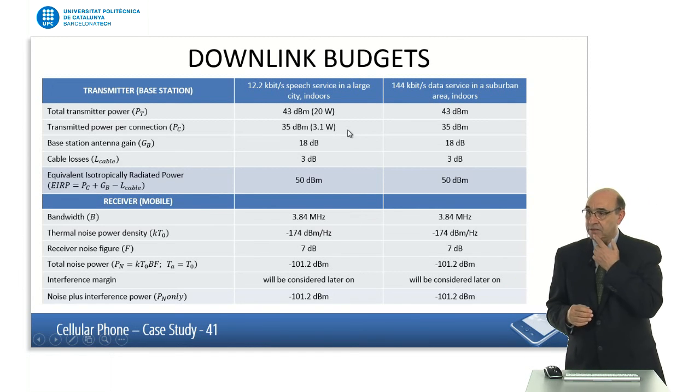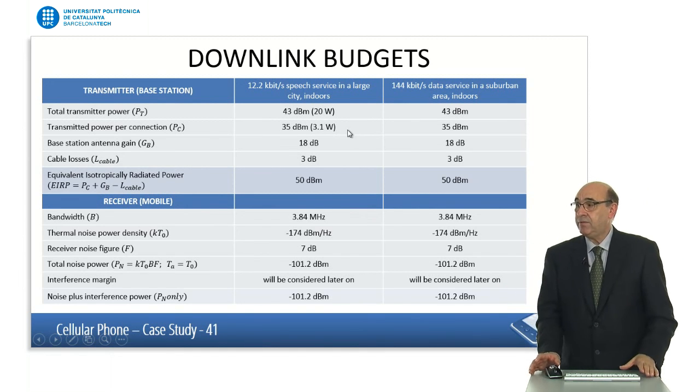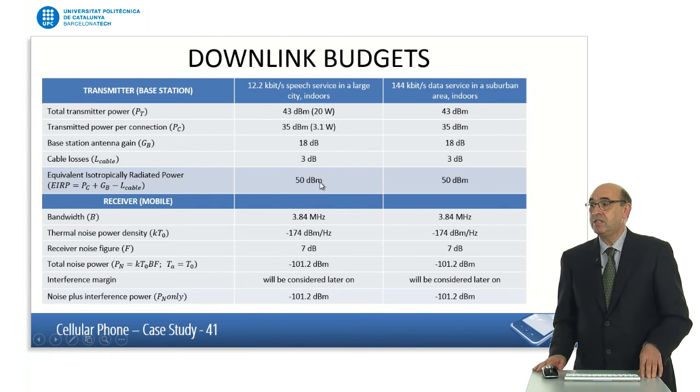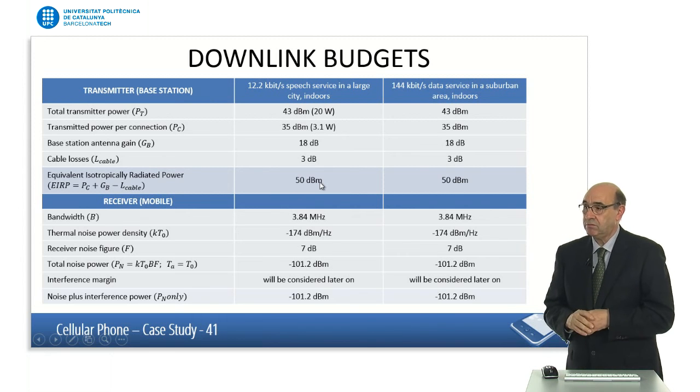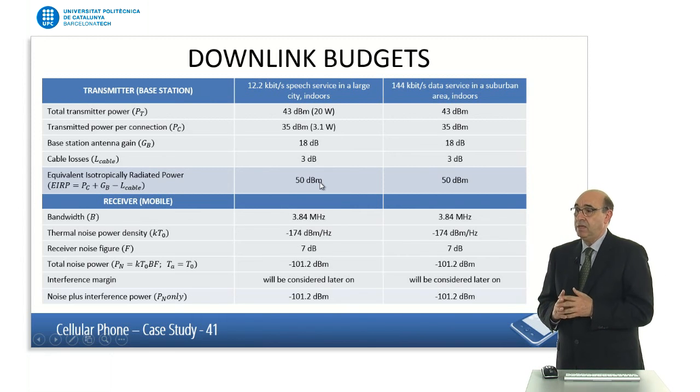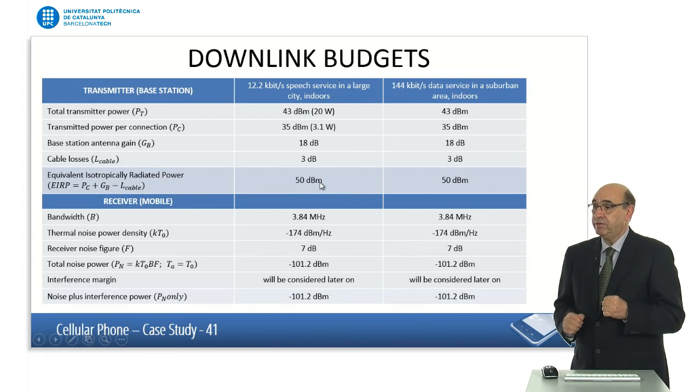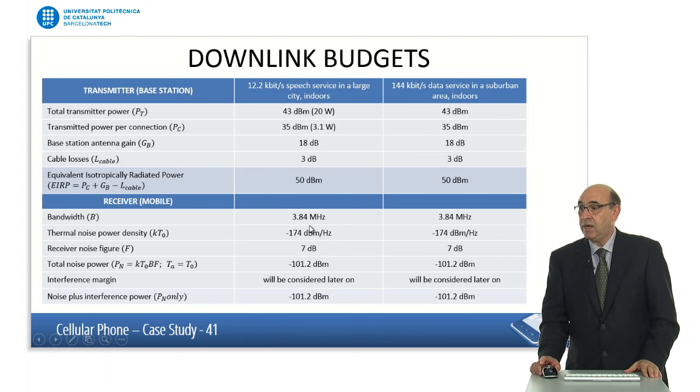let's take this value. Then we have the base station antenna and cable losses. So we apply those numbers, and at the end, we find the equivalent isotropically radiated power by the base station, that is 50 dBm. That's equivalent to 100 watts, roughly. Now, the receiver now is the mobile, and the mobile has a bandwidth of 3.84 megahertz.